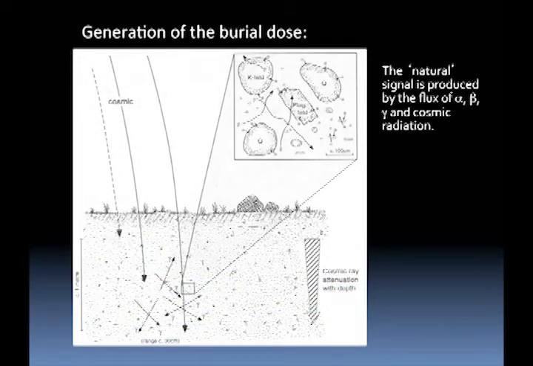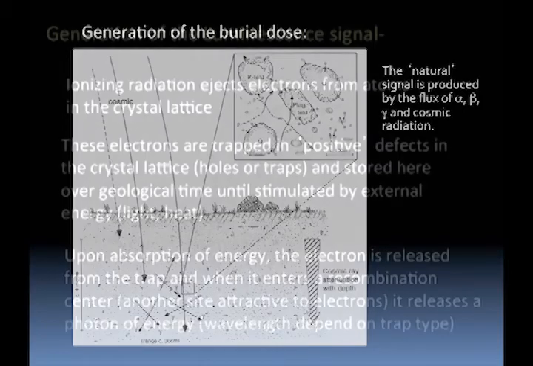Here's our sample in the ground, surrounded by feldspars, mica minerals, incoming cosmic radiation. Alpha, beta, gamma, and cosmic radiation all can generate luminescence in the sample. So we're worried about all of these different sources of radiation, and that's what's characterizing our dose rate environment over time.